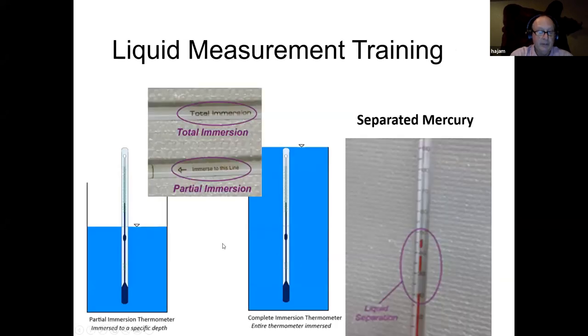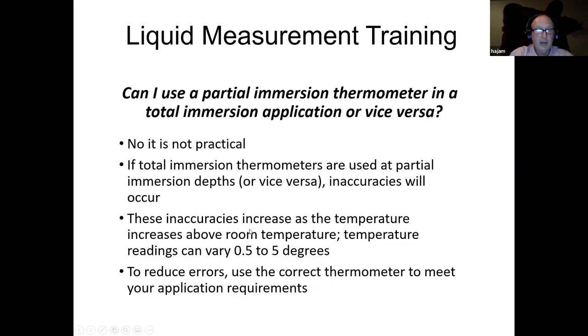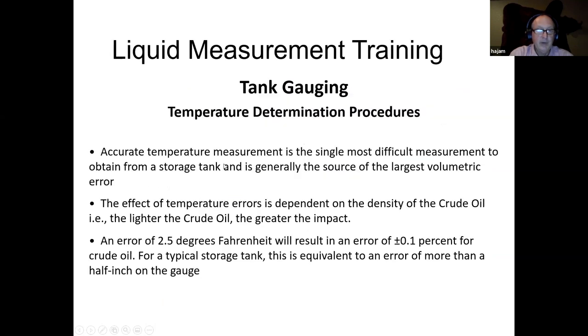Here's another example we were talking about in the other presentation. We also talked about it not being practical to use one versus the other; use it for its intended purpose. The error can be associated with the thermometer if it's used incorrectly. Accurate temperature measurement is the single most difficult measurement to obtain from a storage tank and is typically the greatest source of error. So temperature is very important. That error is dependent upon the density, so if the temperature error is significant, the density error would be significant. Be mindful that the temperature measurement in that tank must be right.